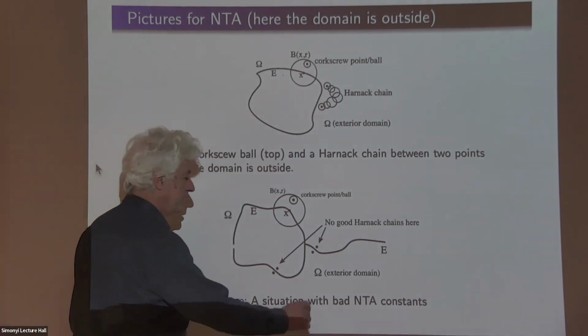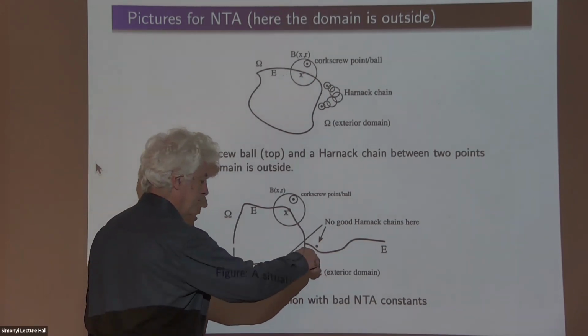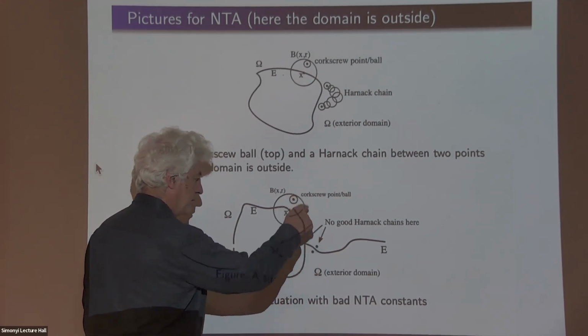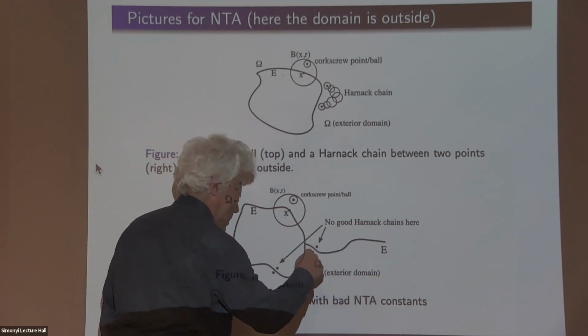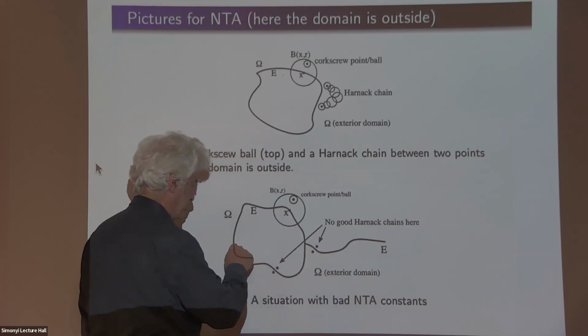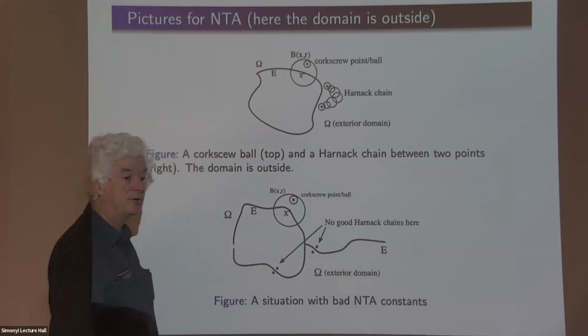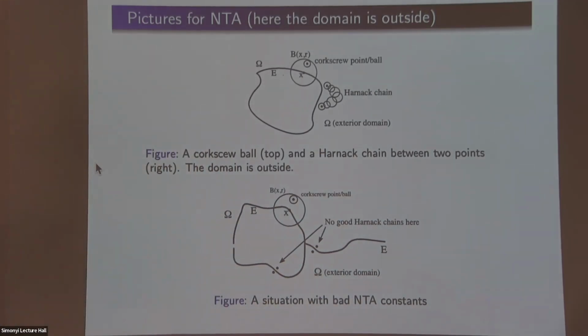So, for instance, this is NTA, but with a very bad constant, because if you want to join this point to that point here, you have to go all the way through here. And the same way here, you have to go here. And if you try to do that, the Harnack chain is not going to be possible because the thing is too thin. So again, it's a way of saying connectedness with fit paths.